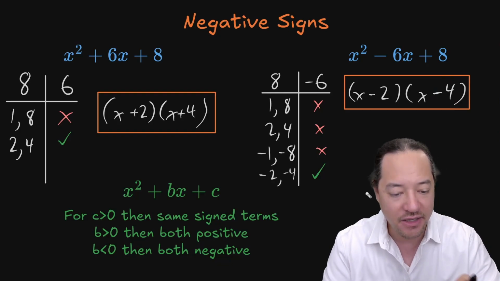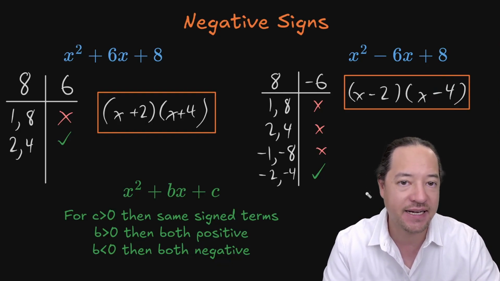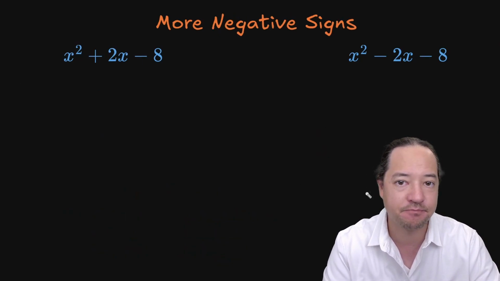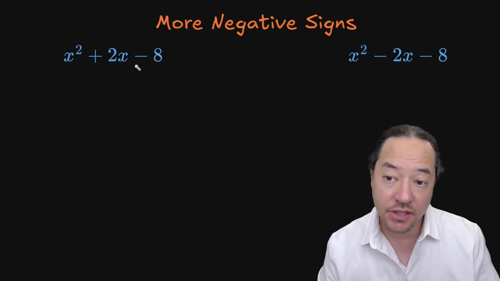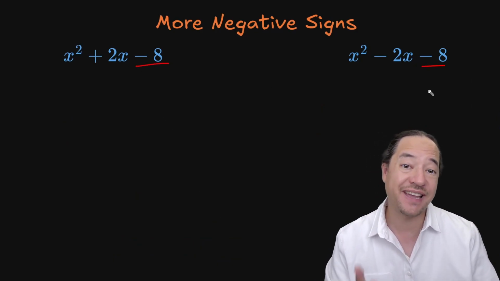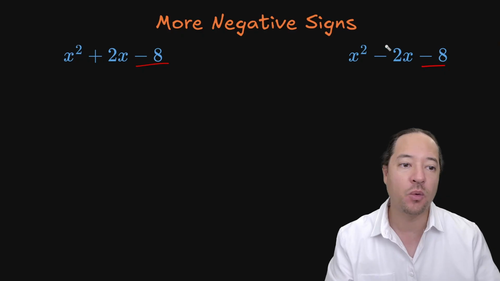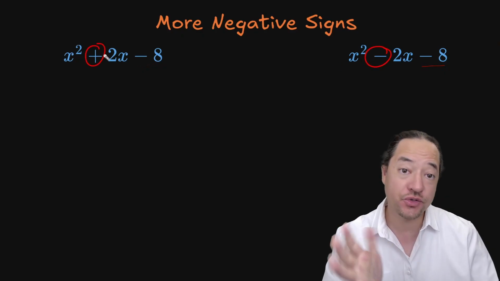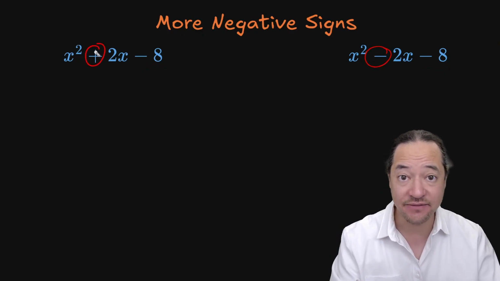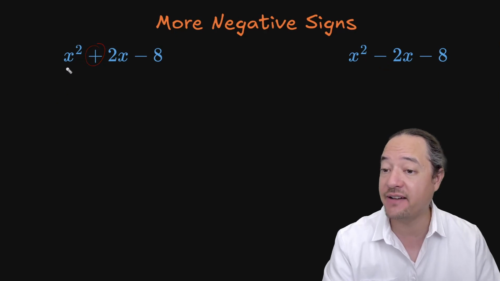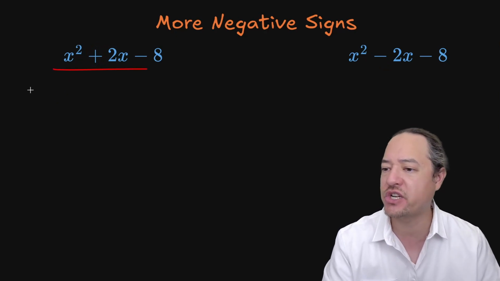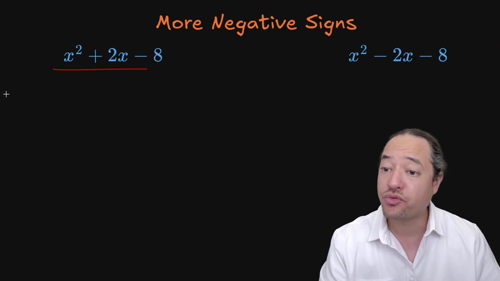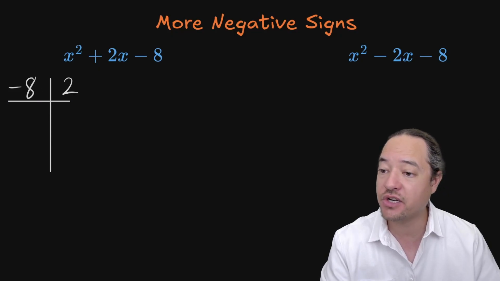Let's look at another way negative numbers can impact how we factor things. Here, notice that both of these will have a negative c value, but once again, the b value alternates. One is positive and one is negative. Let's see what impact this is going to have. So let's factor this first expression. We want the product here to equal negative 8 and the sum to equal 2. Okay, so this is what we're going to start out with.